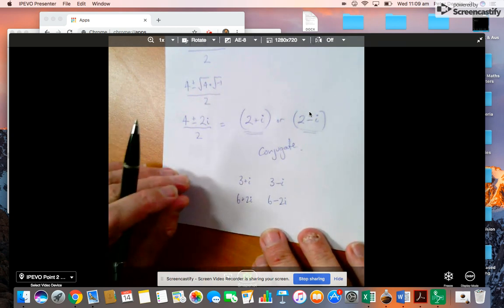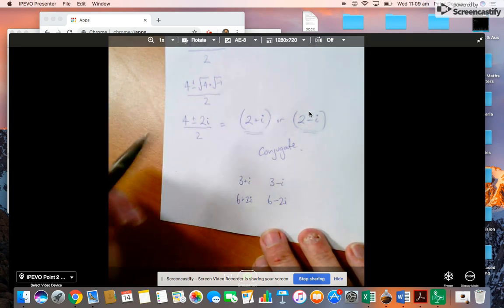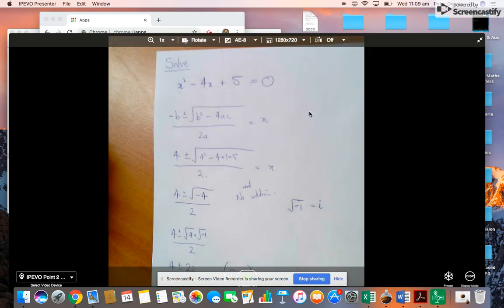So that's where we're going to go next, with imaginary numbers, which is really just so the fundamental theorem of algebra holds, that x squared, degree 2, has 2 roots.